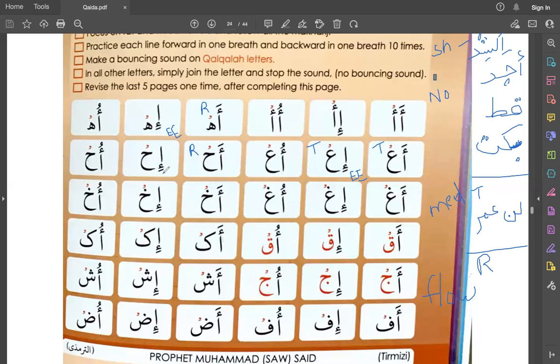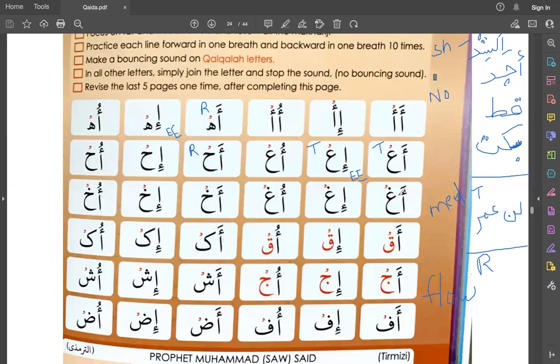Then give a very clear sound of kasra and attach with ha. Then dhamma. As soon as you pronounce ha, your lips should be in a very normal, natural position. Look, the sound is not stopping. It goes on.